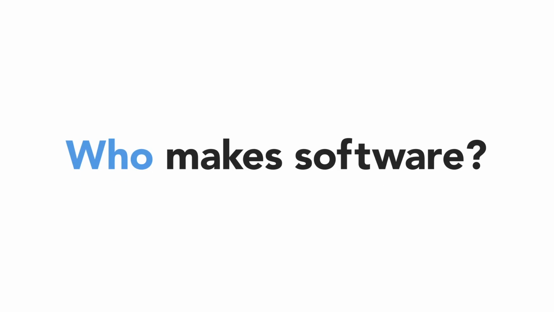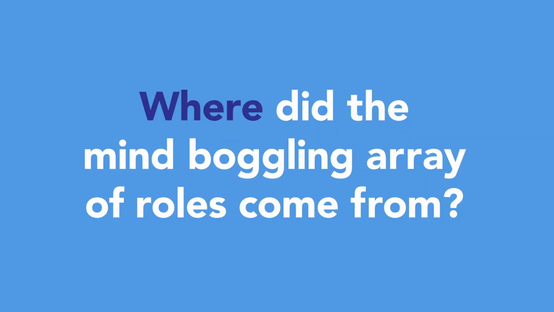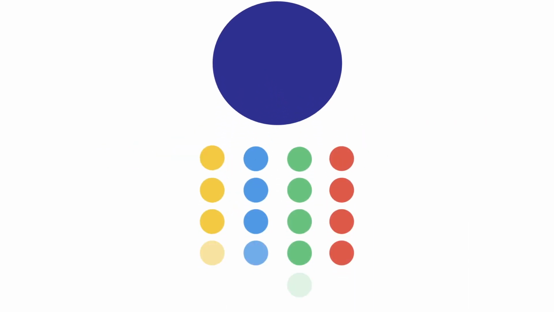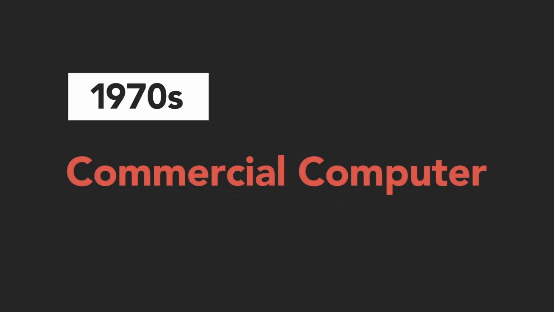So, who makes software? Where did the mind-boggling array of roles that we've got right now come from? We're going to track the evolution of these roles over history, and we're going to see a pattern emerge that we can use to understand any technical role, and predict how technical roles will emerge in future. Our timeline is going to start around the 1970s, with the breakthrough of the commercial computer.